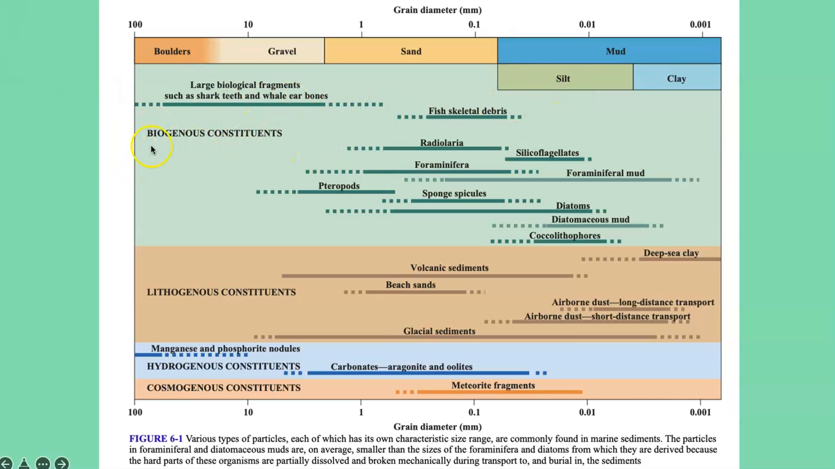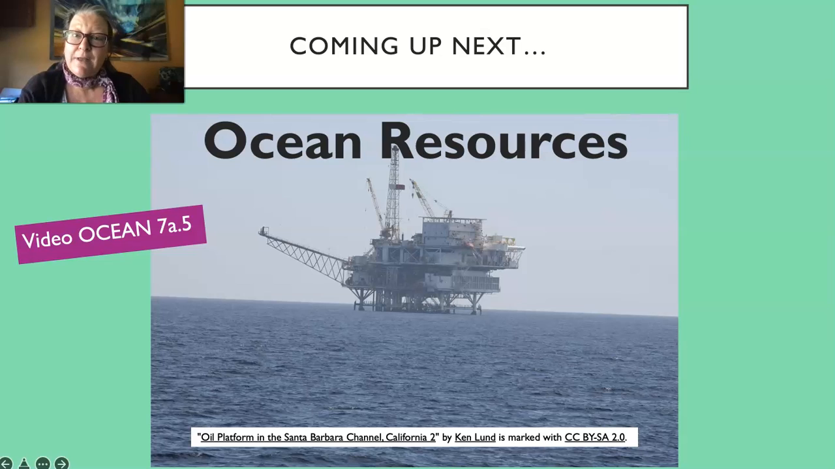And so the biogenous constituents, you can see there's a huge range of sizes. The lithogenous materials are mostly sand, silt, and clay. The hydrogenous and cosmogenous components are not as significant as the other two and fall into the sand to silt size range. So that is a quick and dirty overview of ocean sediments. No pun intended. No, actually pun intended. Next up, we'll take a quick look at ocean resources.